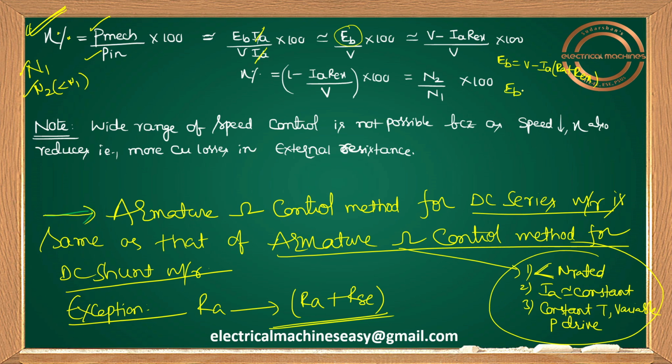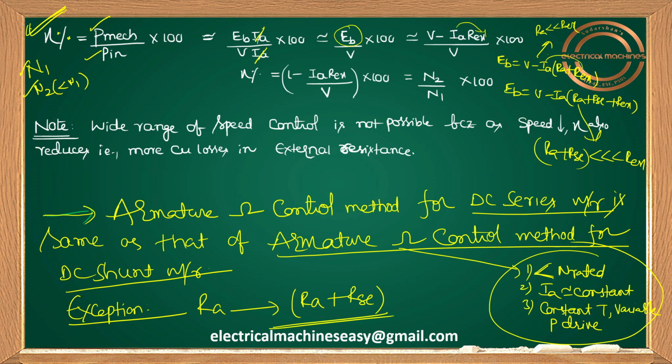In case of series, Eb equals V minus Ia into (Ra plus Rsc plus Rex). In shunt, I told you, Ra is very negligible compared to Rex. Similarly, in series, Ra plus Rsc is much less than Rex. That means simply I'm writing here V minus Ia Rex.